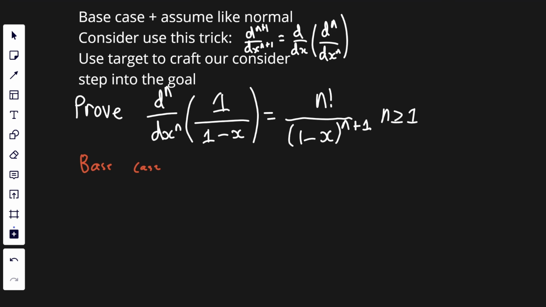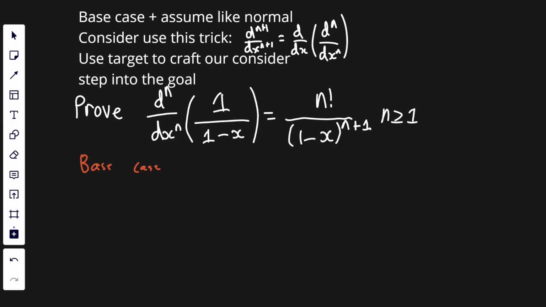Now, to begin with, let's have a look at the algorithm that we're going to use to tackle all proof by induction differentiation questions. So we're first going to do the base case, and we're going to assume like normal. We've seen this for all of our examples of proof by induction. Next, we're going to do the consideration step, and we're going to use the following trick.